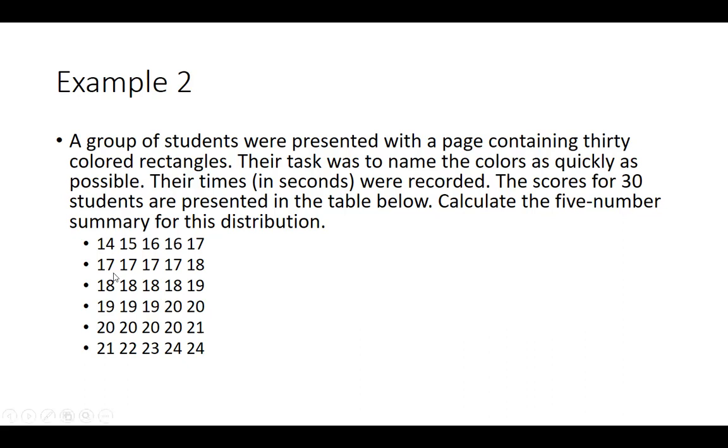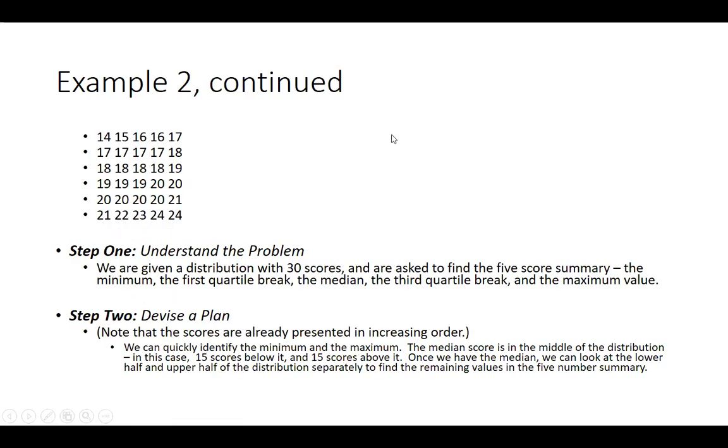We have values 14 through 24. We have rows, 2, 3, 4, 5, 6 of them, with 5 numbers each. That is 30. So these are 30 scores. We want to calculate the 5-number summary. Just to remind ourselves, the 5-number summary would be the minimum, the first quartile break, the median, the third quartile break, and the maximum.